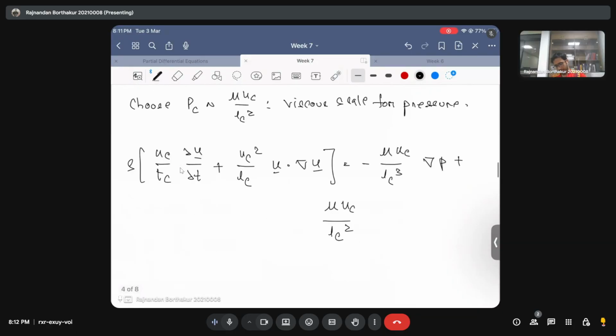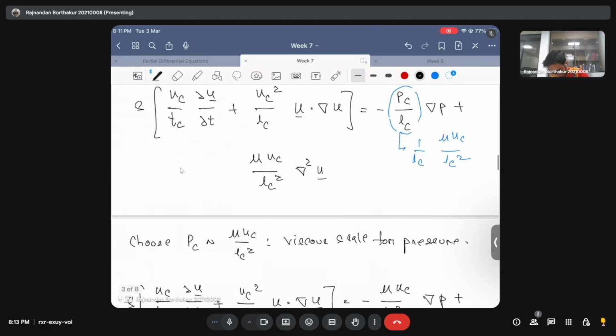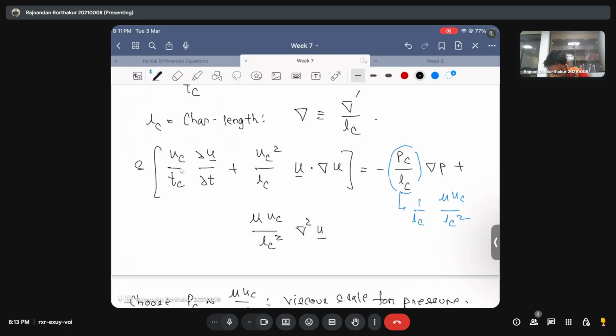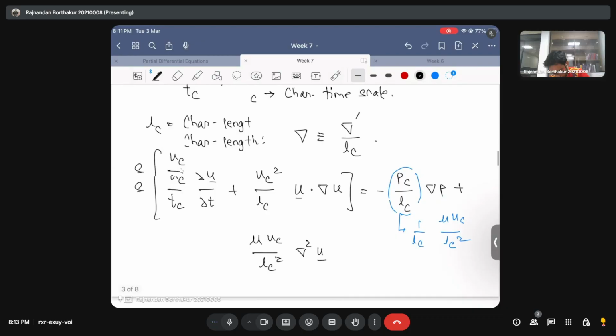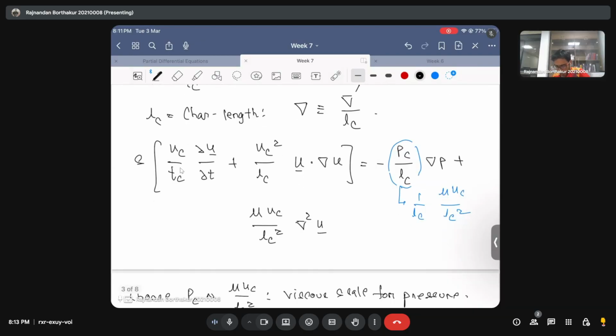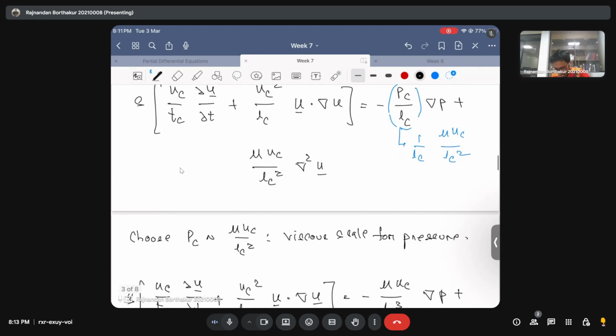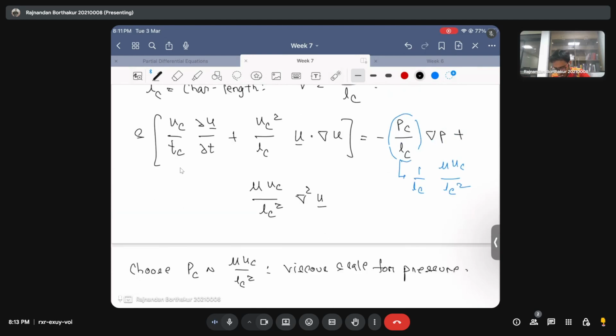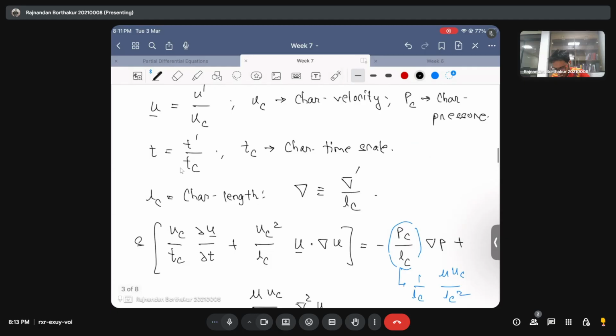Okay, I believe this is correct. Then, just 1 second. I think I made a mistake in one of the powers of LC. Let's see, where did I do the mistake? So this PC by LC. Okay, yeah, so I think that's the mistake.